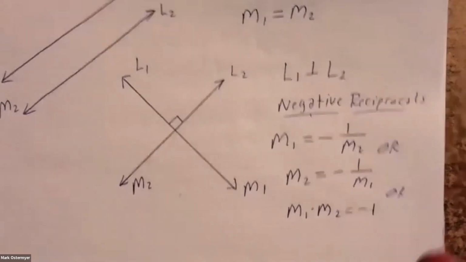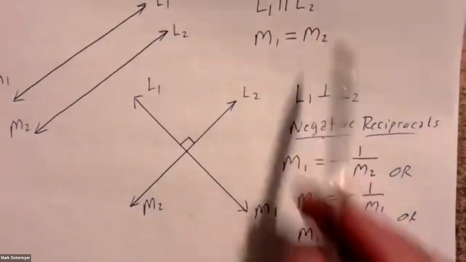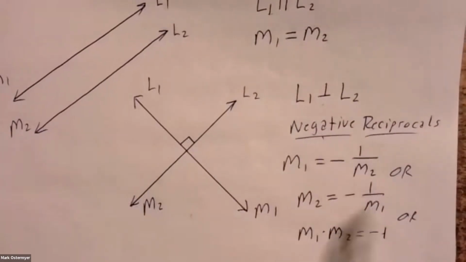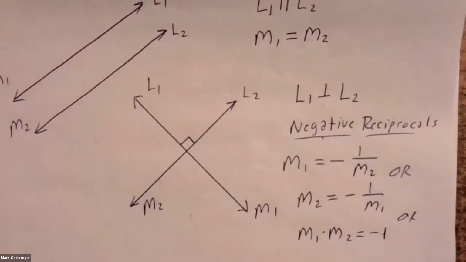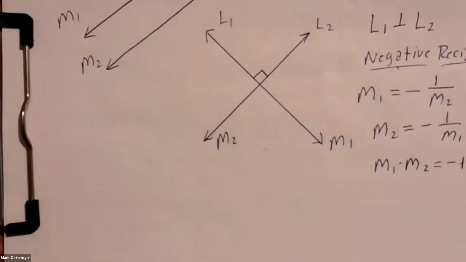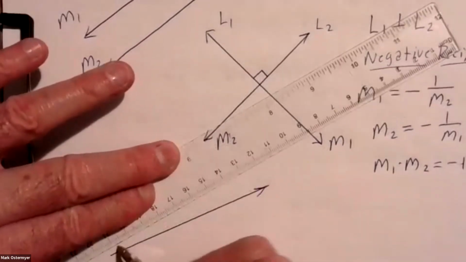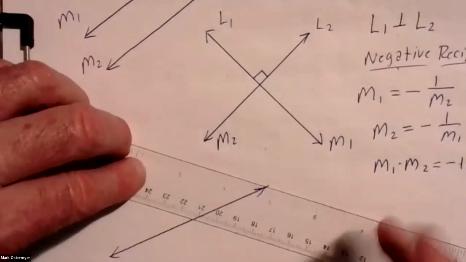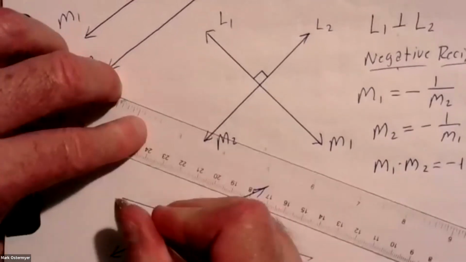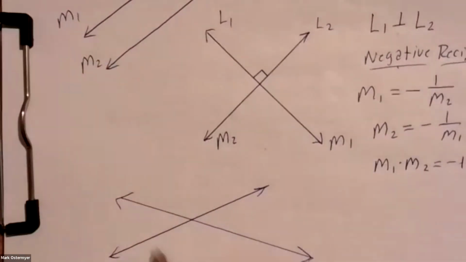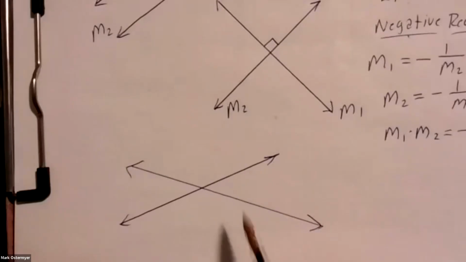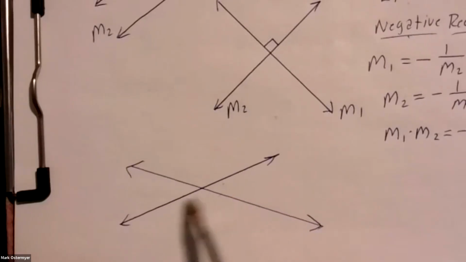So what happens if I have two lines that do not have equal slopes and also do not have negative reciprocal slopes? Do the lines intersect in that case? The answer is yes, they will intersect, but they don't intersect at right angles to each other. So the slopes of these lines are neither equivalent nor negative reciprocals of each other.